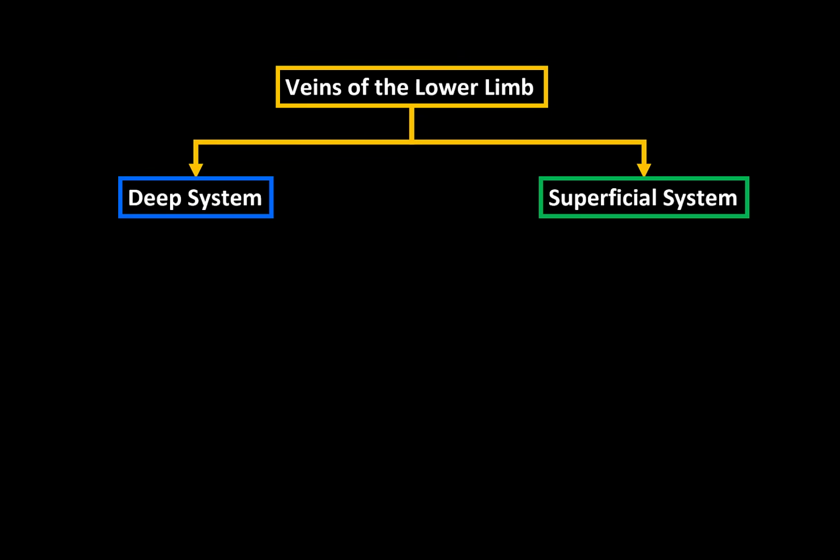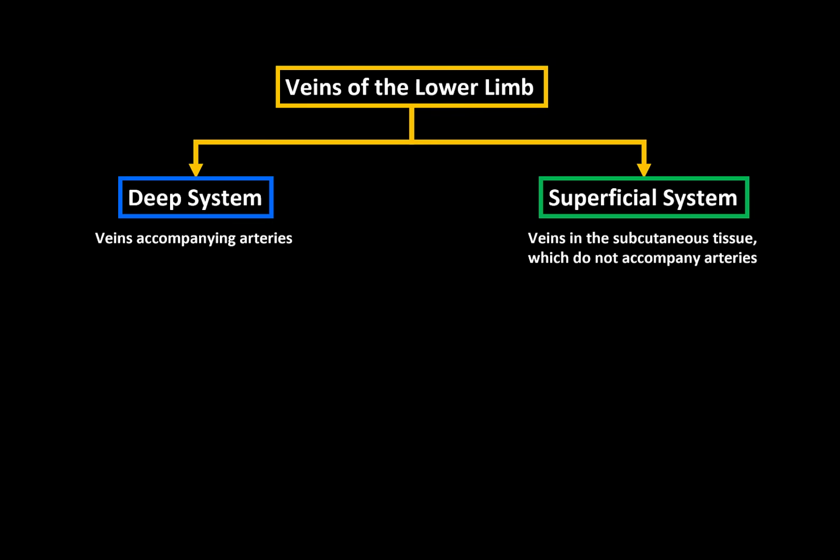In order to structure the veins of the lower limb, we generally divide them into two systems, simply the superficial system and the deep system. The deep system consists of veins that accompany arteries. These are usually two veins and they go together with arteries. The superficial system consists of veins in the subcutaneous tissue, and they're unique for the venous system, so they don't go with any arteries. Simple, right?